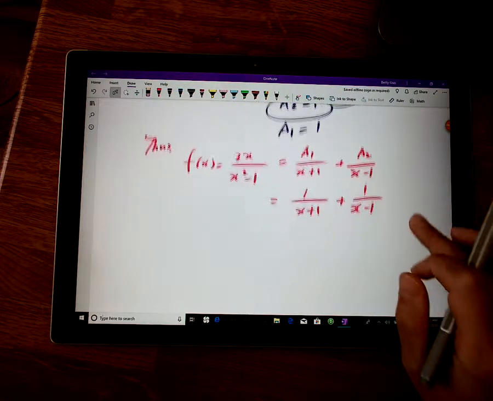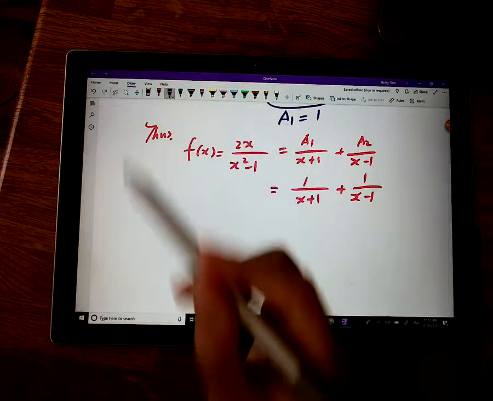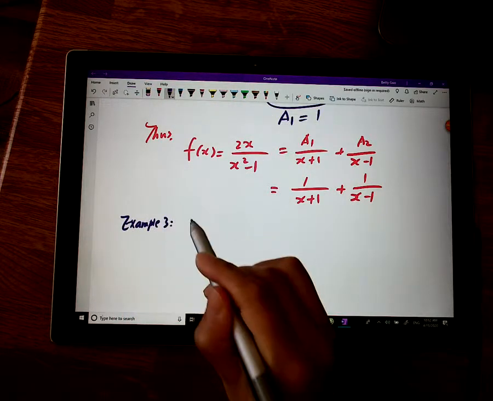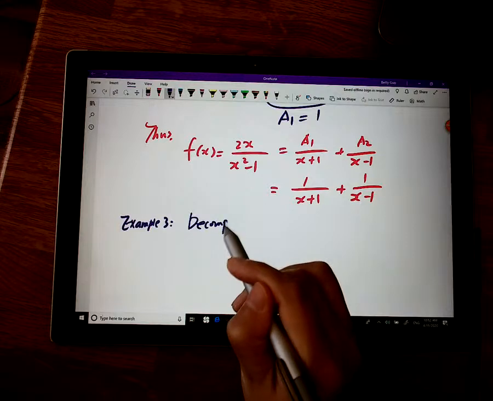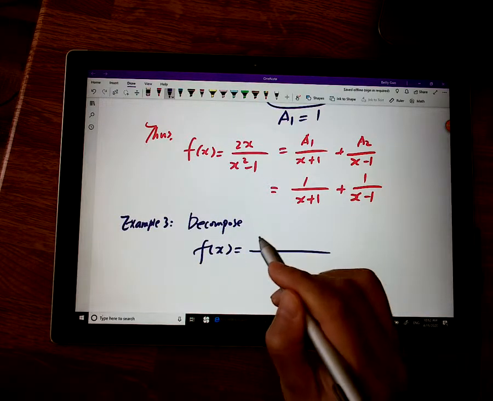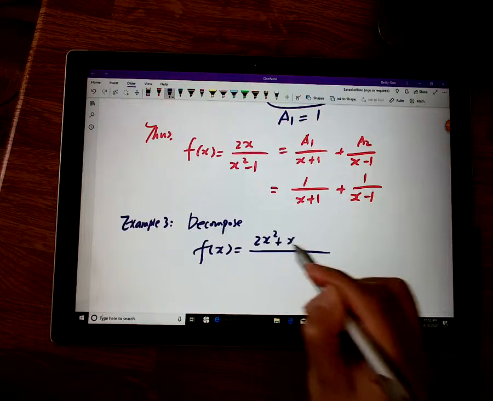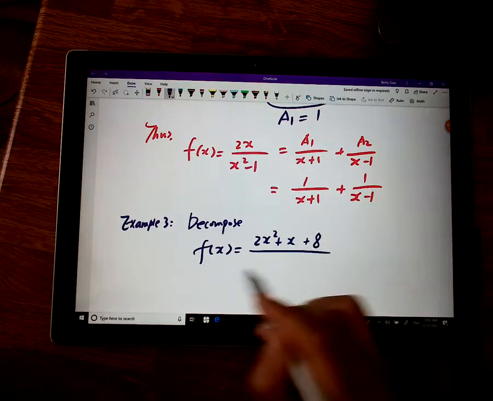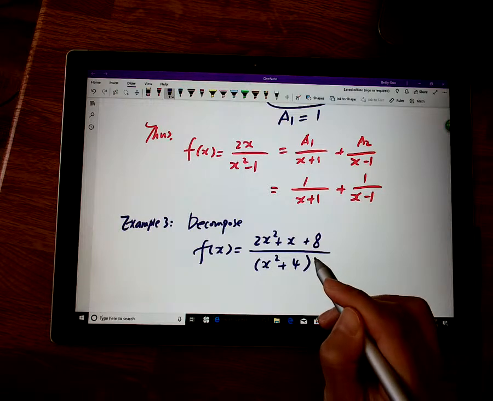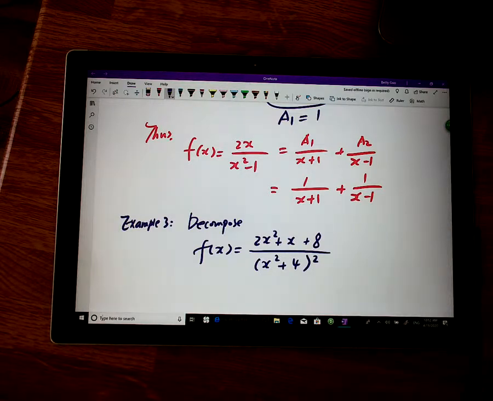Okay, so one more example. Example 3. We need to decompose function f of x. The numerator is 2x squared plus x plus 8. The denominator is x squared plus 4, squared. Let me double check. 2x squared plus x plus 8, all over x squared plus 4, squared.